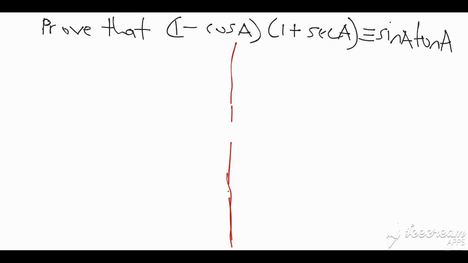Now today I'll be doing the second example of a trig proof. I did one already, so you can go and check that out. Now we have a proof here and we have two sides. So we want to prove that the left hand side is equivalent to the right hand side.